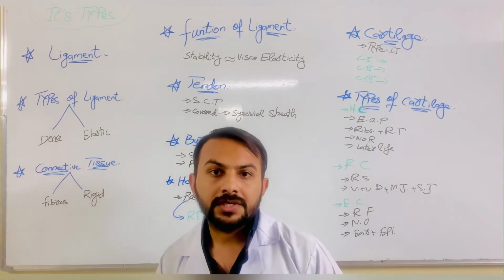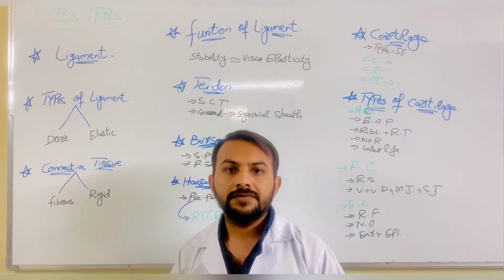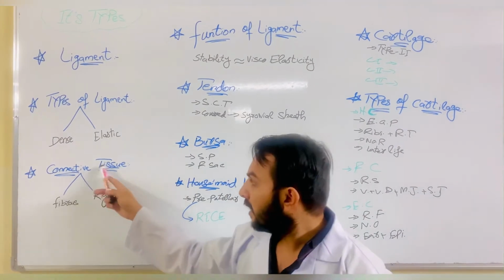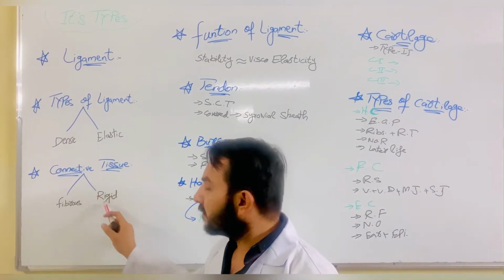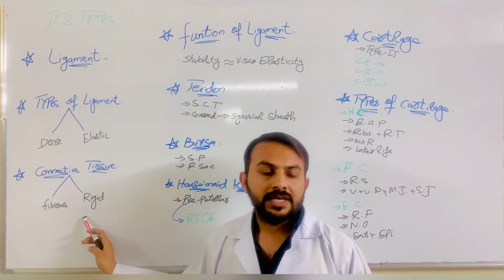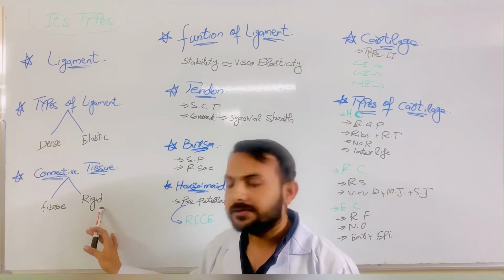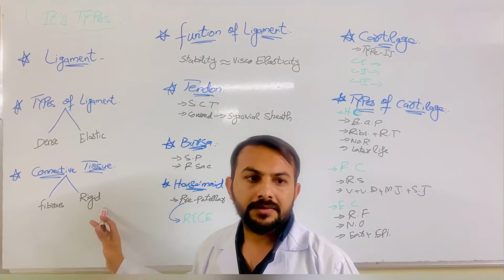Next is connective tissue. What is connective tissue? Connective tissue is present in our joints and holds muscles together, and it has two types: fibrous connective tissue and rigid connective tissue. Fibrous connective tissue includes tendons and ligaments, but rigid connective tissue includes cartilage and bones.